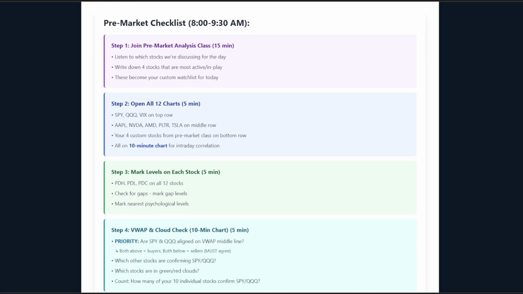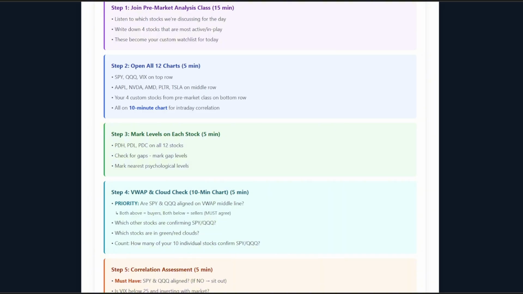Step 2, open all 12 charts on the 5-minute or 10-minute time frame. SPY, QQQ, VIX on the top row next to each other. SPY, QQQ, VIX, IWM, DIA, all the indexes on your chart next to each other because those are the overall markets. If you want to add IWM and DIA in there, I do, because they're the overall market: the Russell 2000 and the Dow Jones, those are both indexes, right?